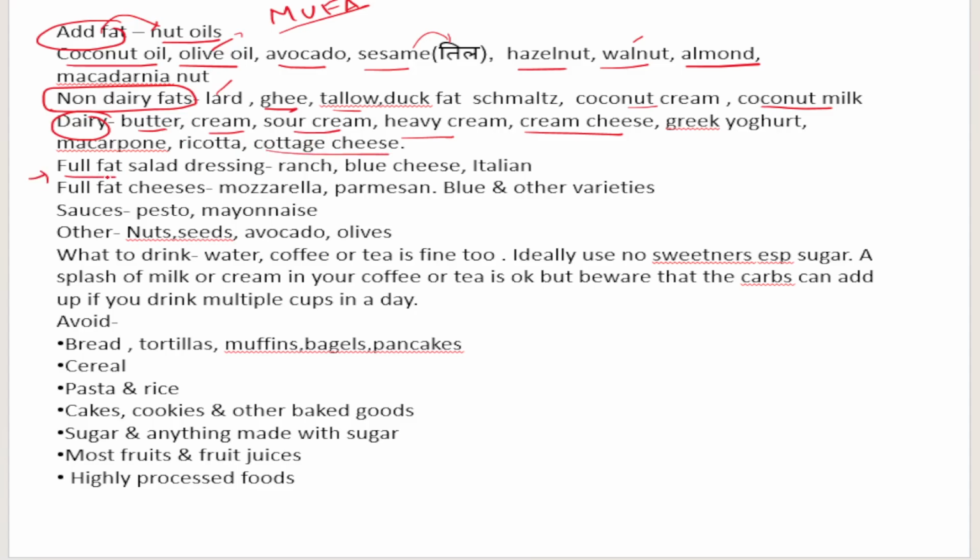Then full fat salad dressing. So full fat salad dressing includes all this: ranch, blue cheese, etc. Then full fat cheeses, then sauces.